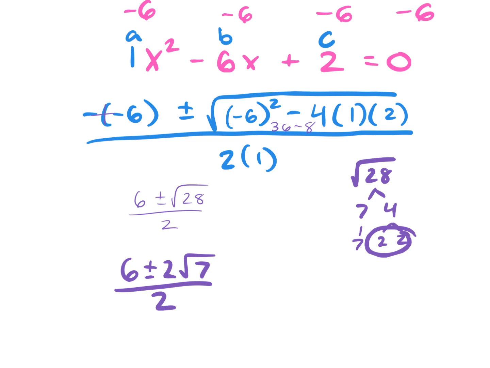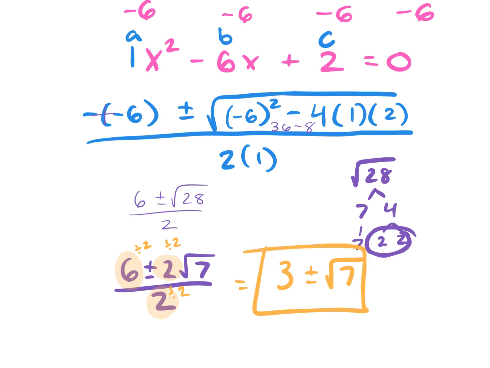Can we simplify this anymore? Yeah. All 3 of our whole numbers are divisible by what? 2. So I'm going to divide them all by 2. So we get 3 plus or minus square root 7 over 1, which we don't need the over 1 part. So this would be our answer.